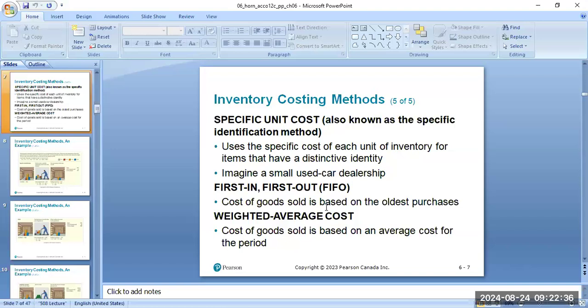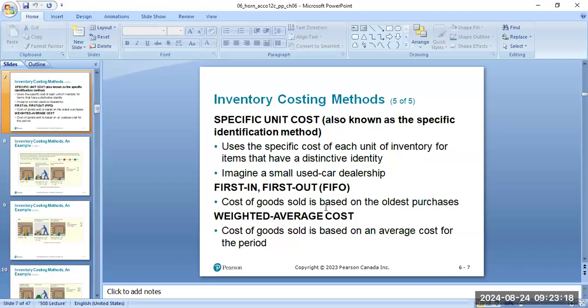Because if you have one house for sale in West Vancouver, 3 houses in Surrey, and the rest are, let's say, in Burnaby, and you get the average cost, imagine the house in West Vancouver costs, let's say, $15 million, and the house in Surrey costs $600,000. When you get the average cost, that doesn't make sense. So for that reason, when you have unique items that come with a unique cost, you're using the specific identification method.